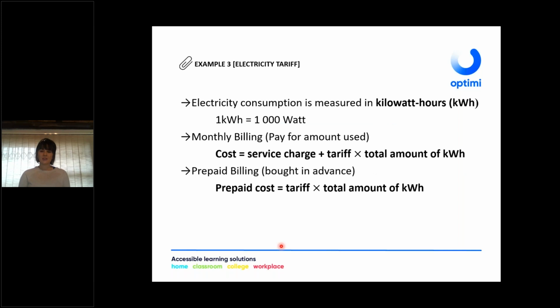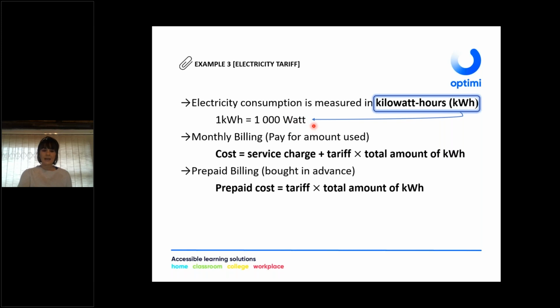Now, for the final example that we will be covering today, you will see that it is on electricity tariff systems. Before we continue with the questions in this example, I would once again just like to go through a few key concepts. Firstly, electricity consumption is measured in kilowatts per hour, and 1 kilowatt per hour is equivalent to 1,000 watts.